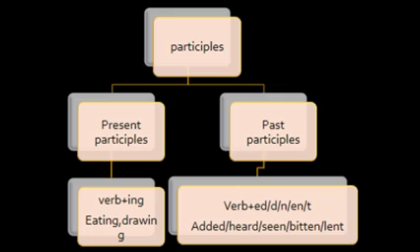If you take sweep, it becomes swept. Beat, beaten. Spill, spilt. Go, gone. Come, come only. So we don't have any change for this come, it becomes come only. Cut, cut itself. Throw, thrown. Like this, we have different forms of past participles.